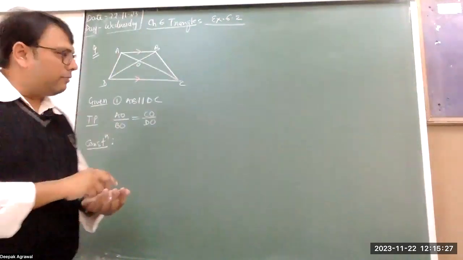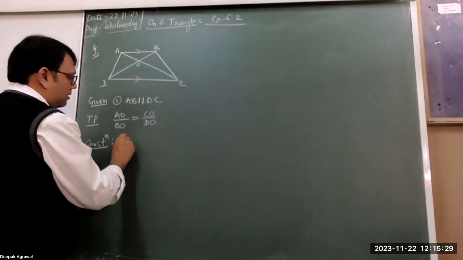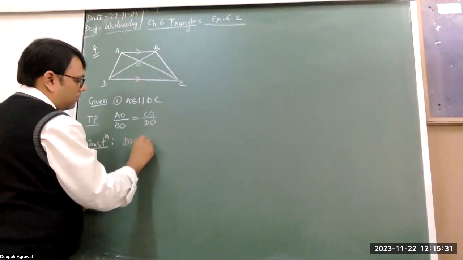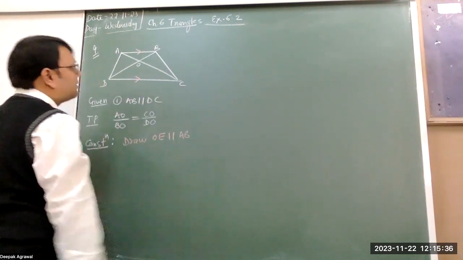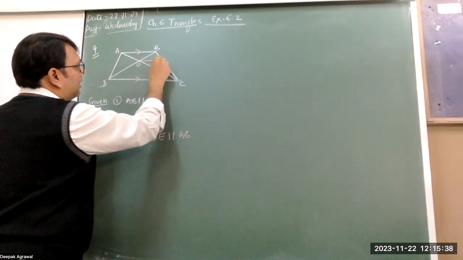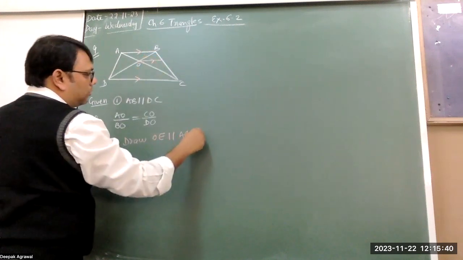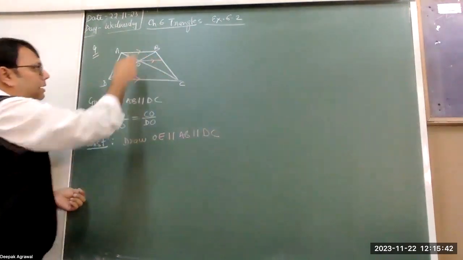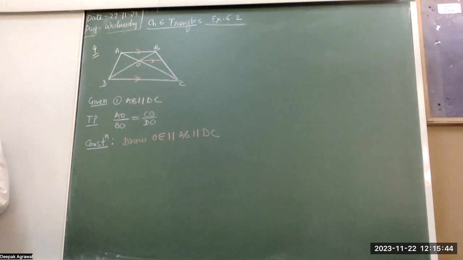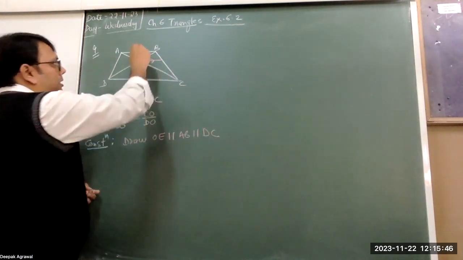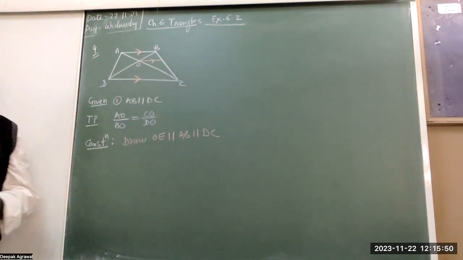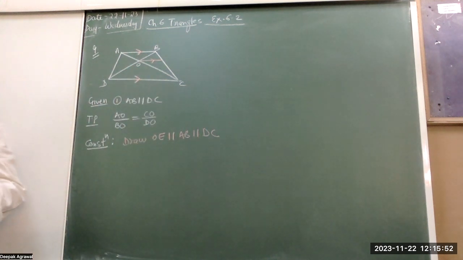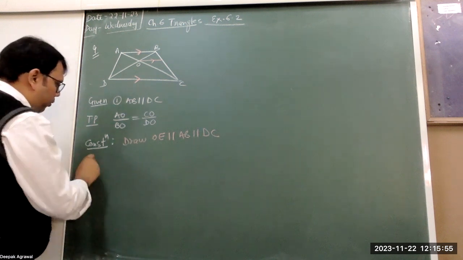In order to prove this one, we have to have a construction, and that is draw OE parallel to AB, and since it is parallel to AB, it is automatically parallel to DC as well, because AB and DC are also parallel. That means in this question, we have a set of 3 lines becoming parallel. Okay? Proof.